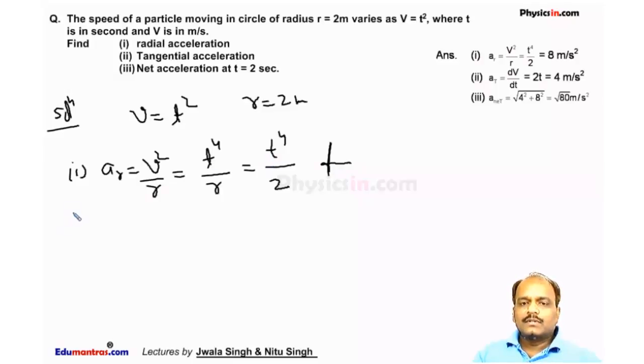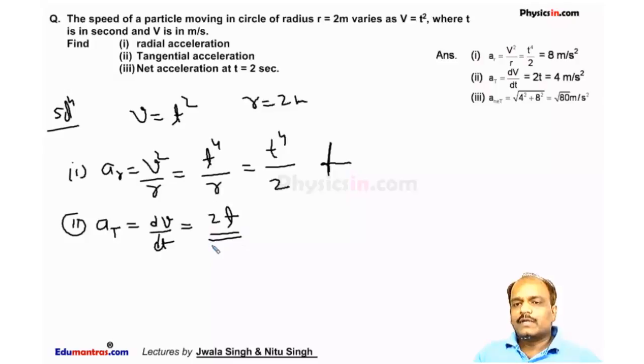In the same way, we have to find the tangential acceleration. The tangential acceleration we know is dv by dt, and we know v is equal to t square, so it is 2t. So this is the tangential acceleration of the particle.